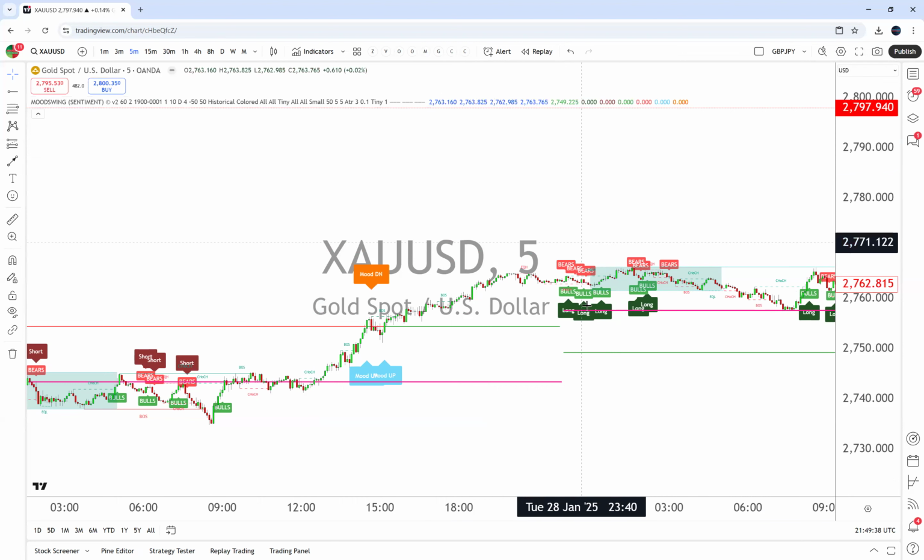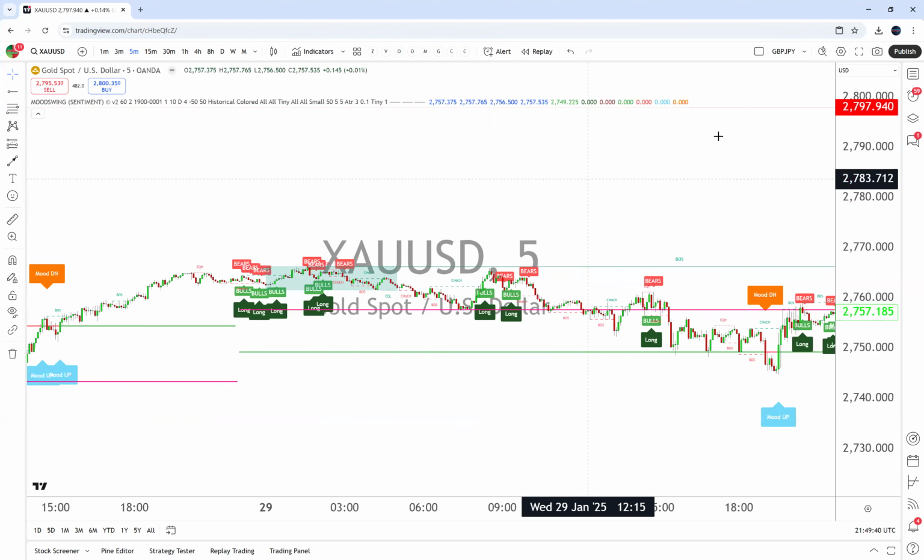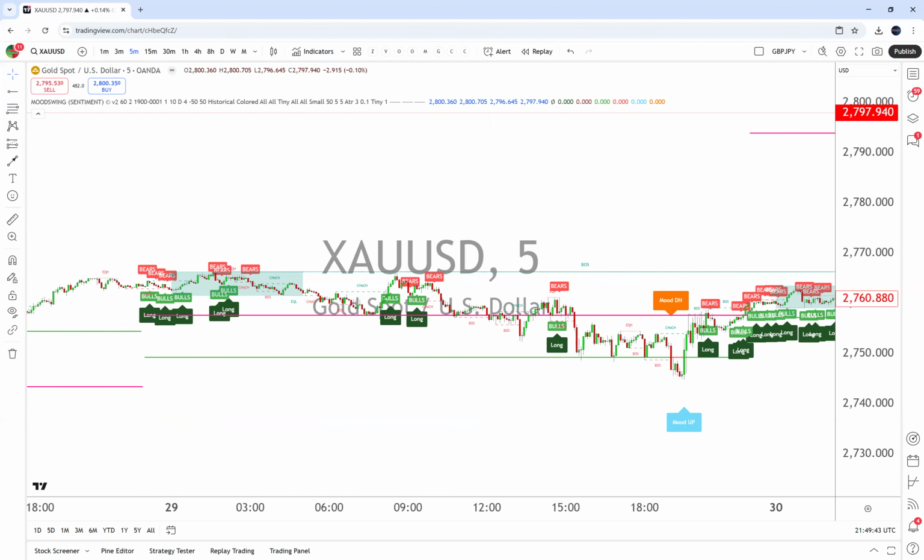So enjoy using the mood swing tool and the feature bulls and bears, longs and shorts, mood up, mood down. And this should help you out with your futures trading and even with normal scalping of the Forex as well.